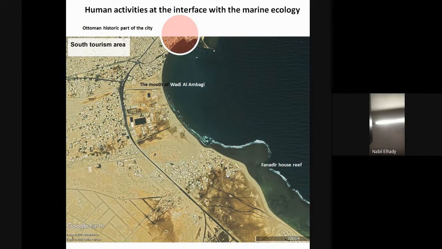And here it's very clear, not simply the human interface with the marine ecology, but also tourism with the community. So this is another situation that we are very, very interested in.